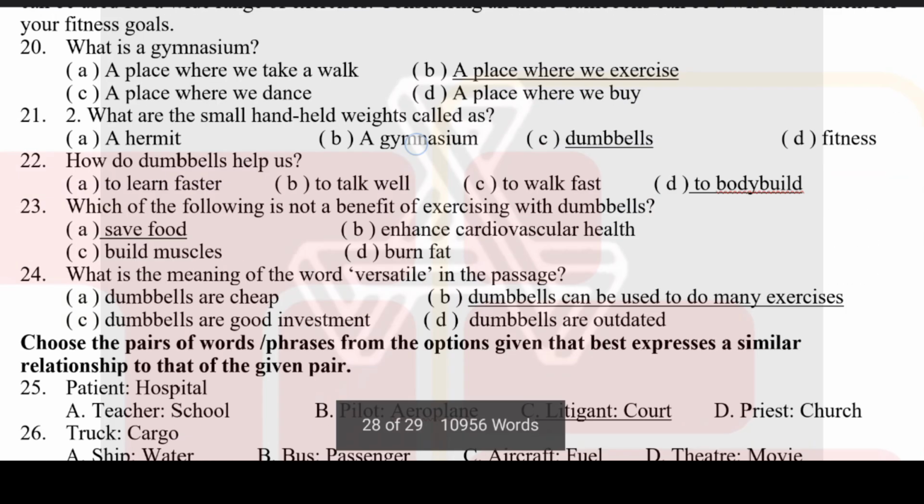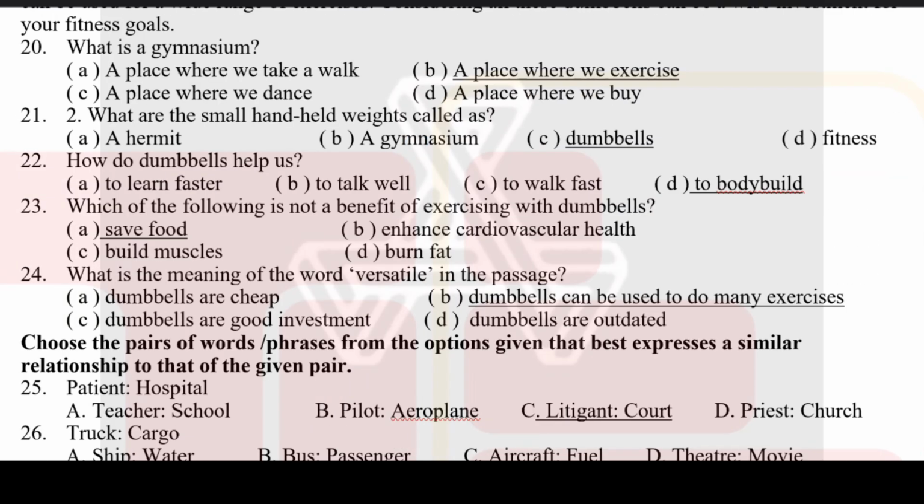What is a gymnasium? A place where we exercise. What are the small handheld weights called? Dumbbells. How do dumbbells help us to body build? Which of the following is not a benefit of exercising with dumbbells? What is the meaning of the word versatile in the passage? Dumbbells can be used to do many exercises.